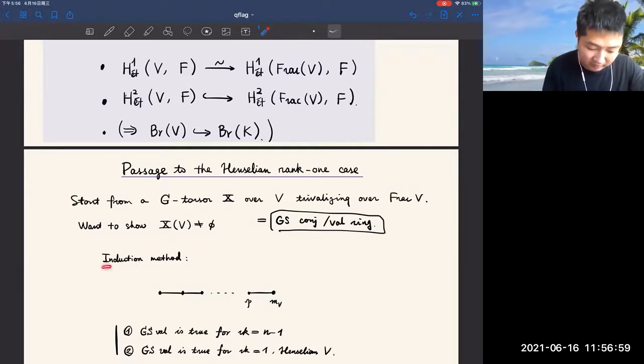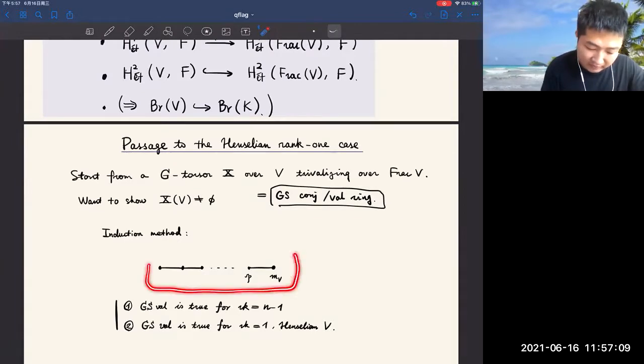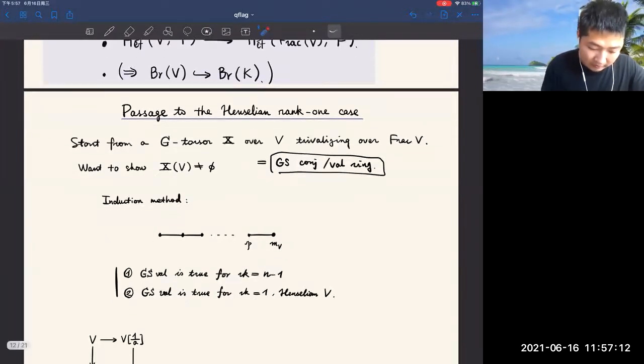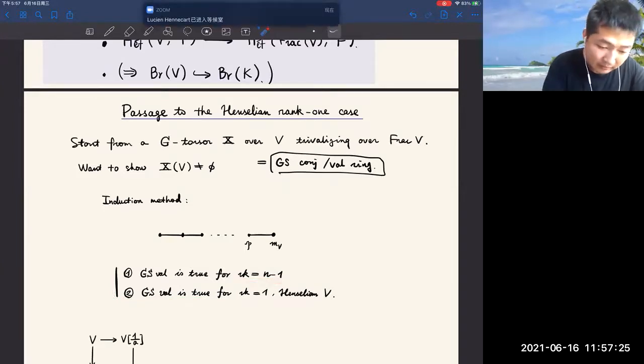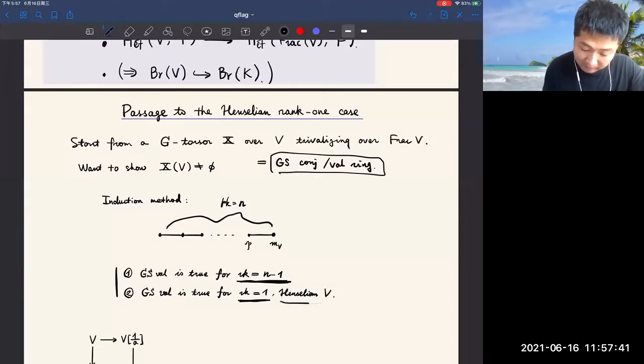To prove this, we use the induction method. The point is that after a limit argument, we reduce to the finite rank case, so there are finitely many prime ideals. The induction hypothesis is the following. Here the rank is n. We assume the Grothendieck conjecture is true for rank n minus one. We also assume it is true for the rank one case, but it should be Henselian. We assume these two cases.